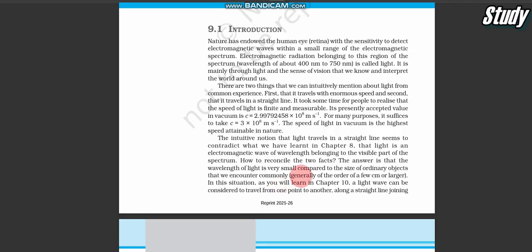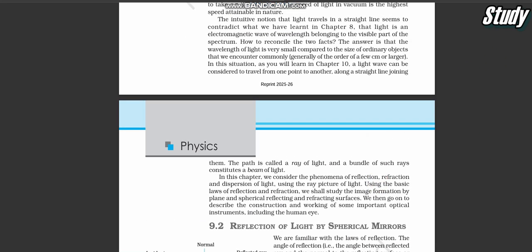And so the size of objects is generally of the order of a few centimeters or larger than that around us. But the light is in the nanometer range, that is 10 power minus 9 meters. So hence it's obvious that we can't see the wavelength of light. Okay, yes. So next, the path is called a ray of light, and a bundle of such rays constitutes a beam of light.